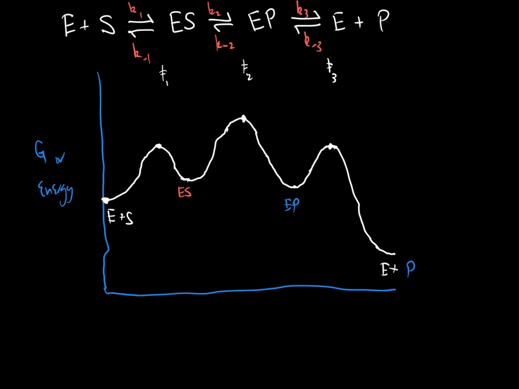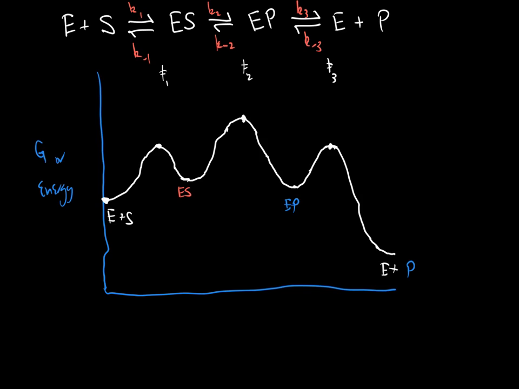How do you figure that out? Like what one's going to take the longest? ES to EP. Okay, and why do you say ES to EP? What was your rationale? It also requires the most energy. That's exactly it. Whichever hill is the biggest hill going in this direction will be the rate limiting step.